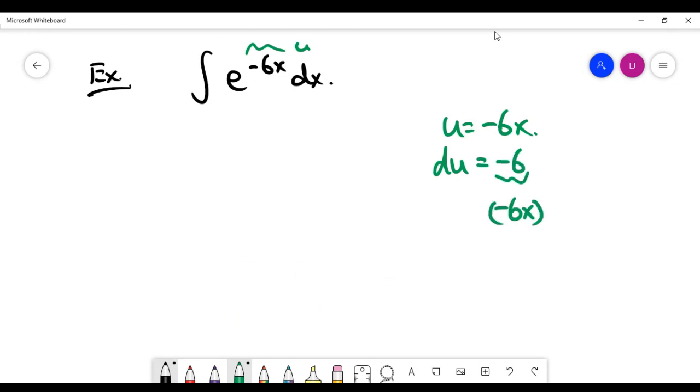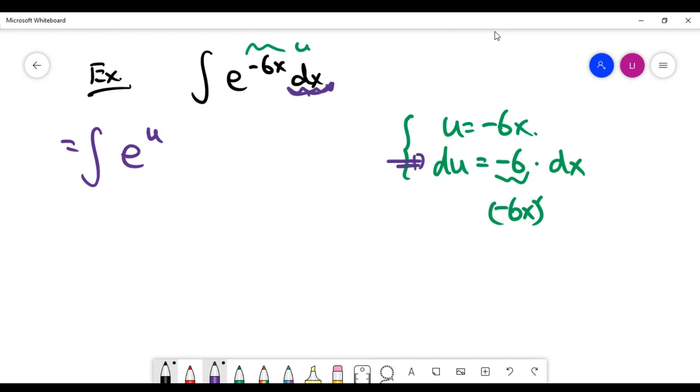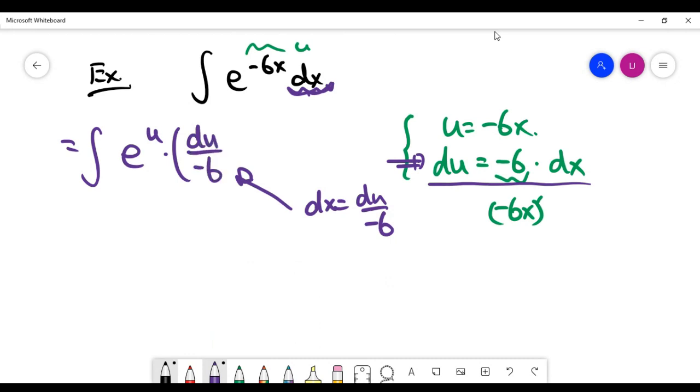And minus 6 is the derivative of minus 6x. And let's see how we can use that. The integrand on the left-hand side I can write as e to the power u. And same thing here, we have to change the dx to something in du based on the second line in the green box. By using the whole equation here, dx is the same as du over minus 6. So I can put it up here. It's du divided by minus 6.